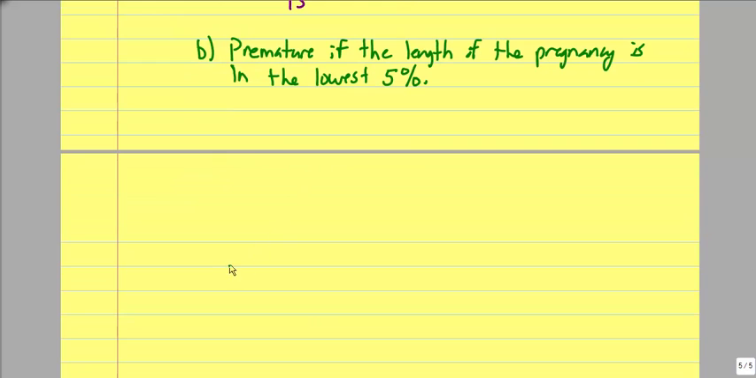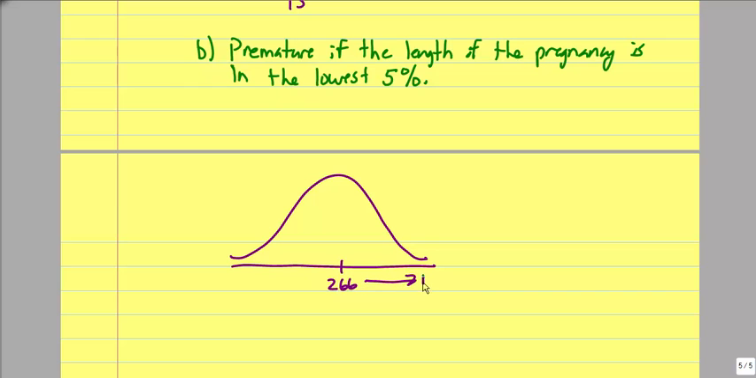Okay, so basically they're telling us that shaded area again. So here's our distribution. The mean was 266 days. And this is pregnancy length. And then I know there's some cutoff down here, and I know this area is 5%, 0.05. So what I want to do is find the number of days that that cutoff would be, because anything below this number of days is considered premature.